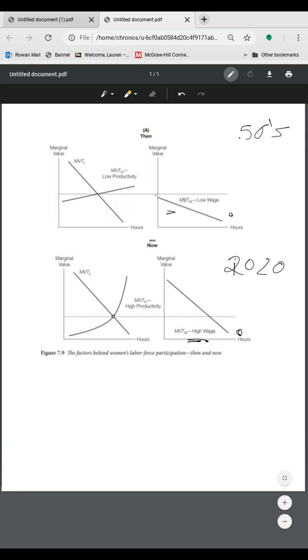What's also different about the two sets of graphs is that for the household, we had low productivity in the 1950s and higher in 2020. Now, that might sound weird because you're thinking about maybe 1950s housewives, but what we mean by that is how efficient are you in the household? So in the 1950s, there were a lot of things that were different. Many homes didn't have dishwashers, say. Today, a lot of homes do. We have robotic vacuums where you don't even need to be home in order to vacuum your house.